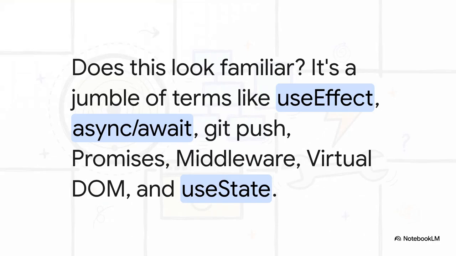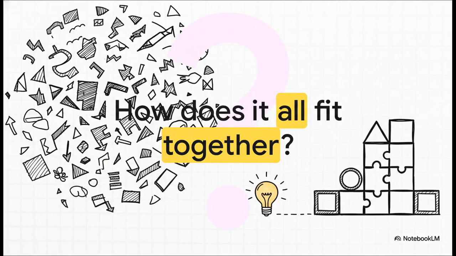Yeah, this is pretty much what it feels like, right? It's just a sea of jargon. You see these terms like useState, virtual DOM, and middleware, and you know they're important. But that big picture just feels totally out of reach. It's like someone dumped a box of puzzle pieces on your desk, but forgot to give you the picture on the box. And that's the real question, isn't it?